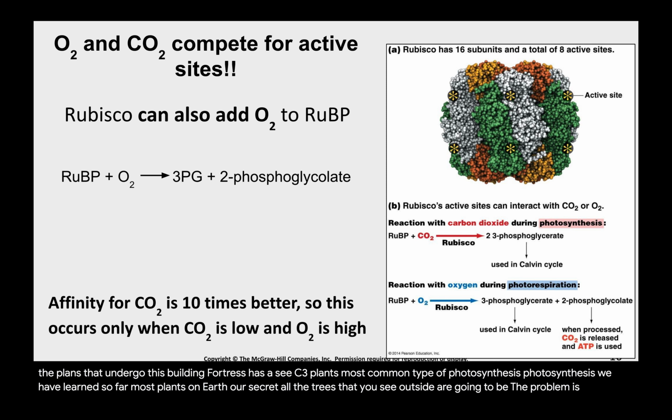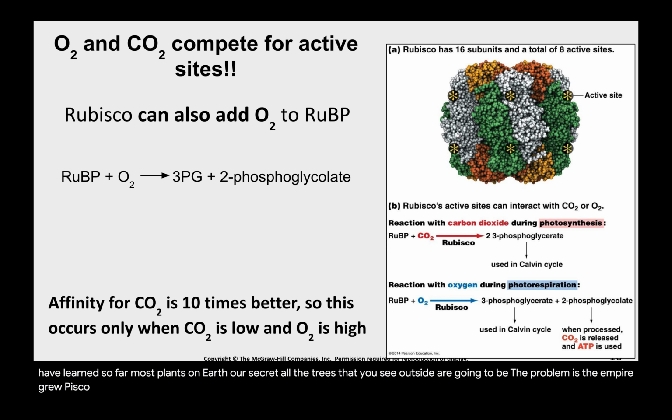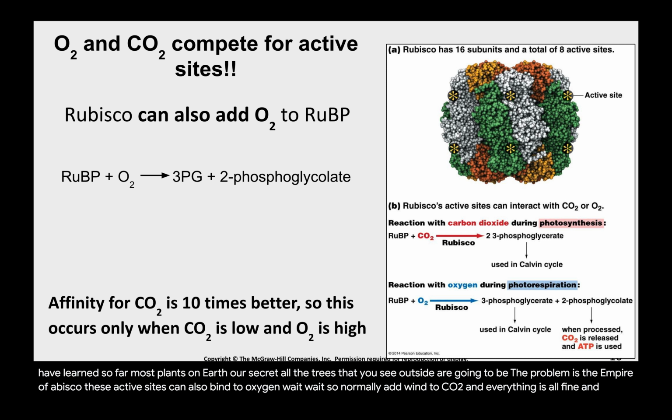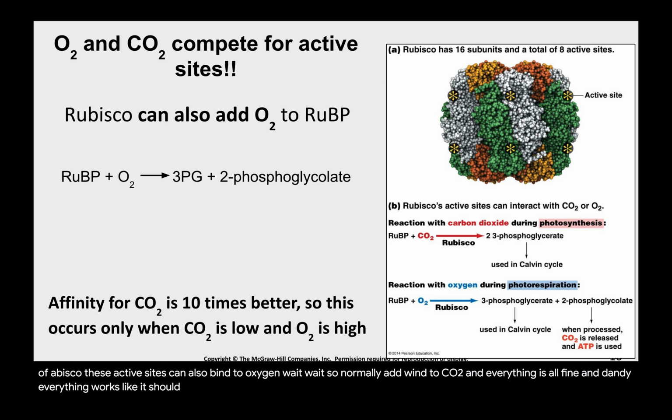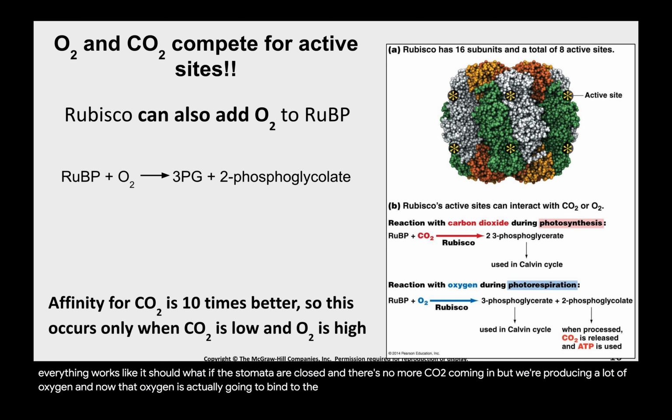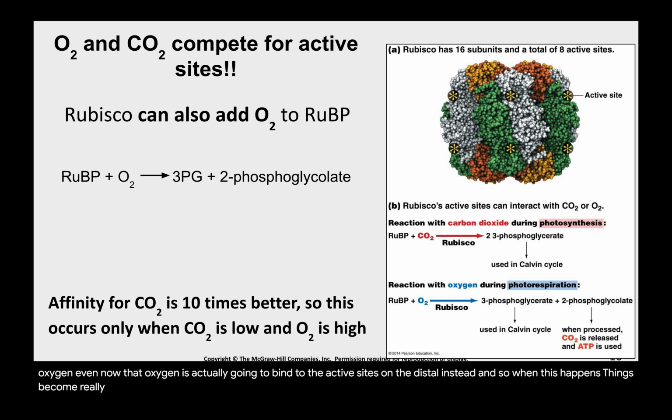The problem is that the enzyme Rubisco's active sites can also bind to oxygen. So normally it binds to CO2, and everything works like it should. But if the stomata are closed and there's no more CO2 coming in, but we're producing a lot of oxygen, now that oxygen is actually going to bind to the active sites on Rubisco instead. And so when this happens, things become really inefficient.